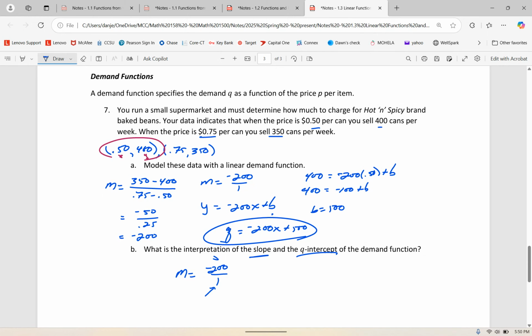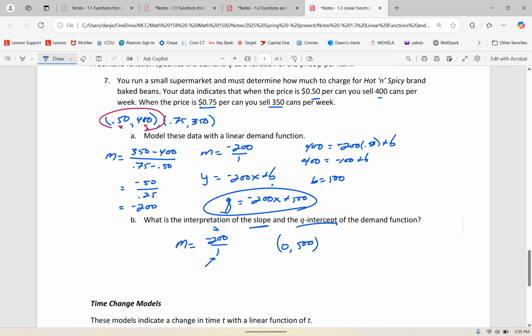My q-intercept is 0, 500, which tells me that if I sell my cans for 0 cents, I would expect a demand of 500 cans. It's not super realistic, but that's what that y-intercept would mean.